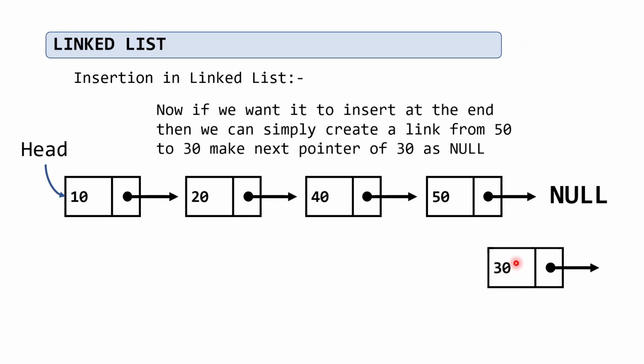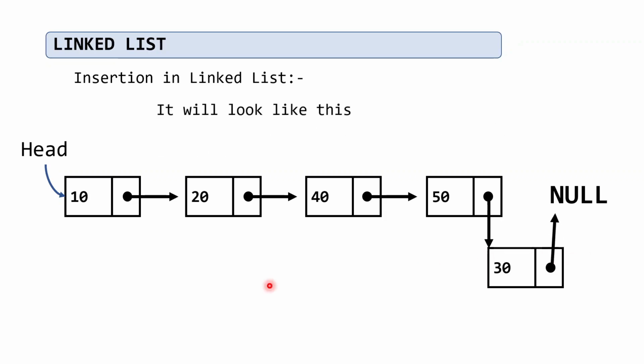And in the third case, if we want to insert data at the end, that is after the 50 we want to insert 30, so we can simply create this link from 50 to 30 and make this link as null, like this. Now our list will look something like this, and when we traverse it will print first of all 10, then 20, then 40, then 50, and finally we have 30, because the next pointer of this node is null.